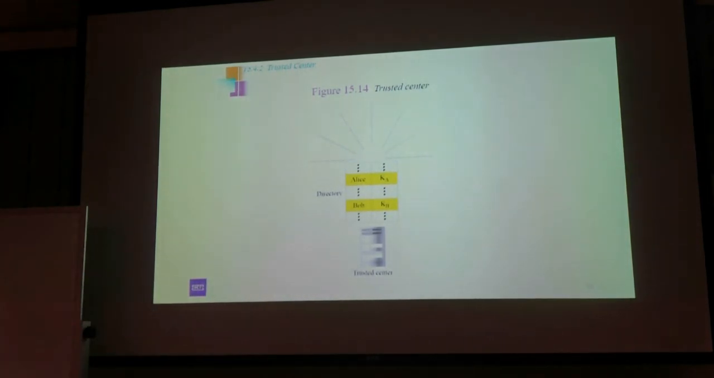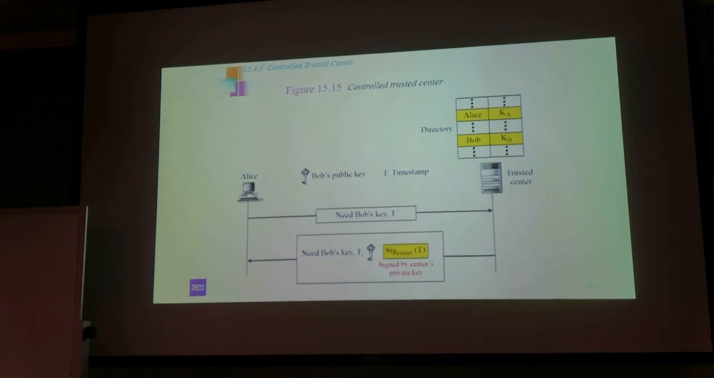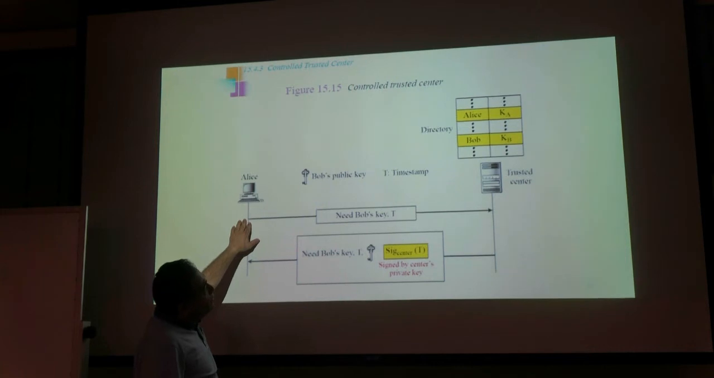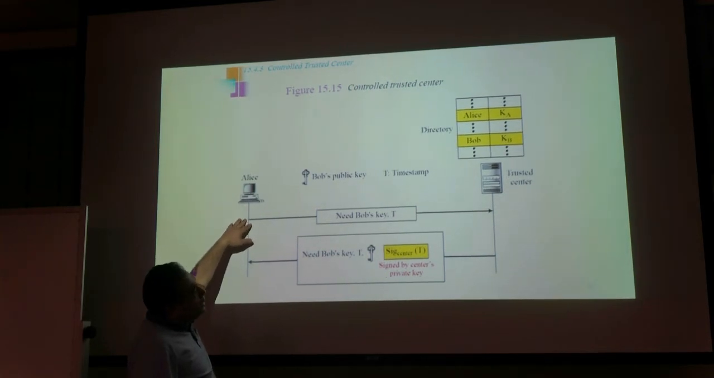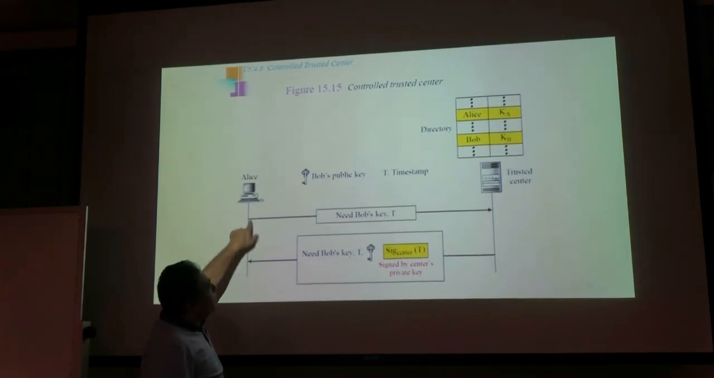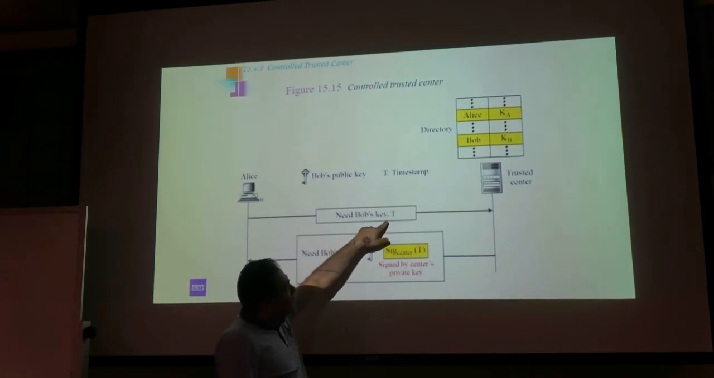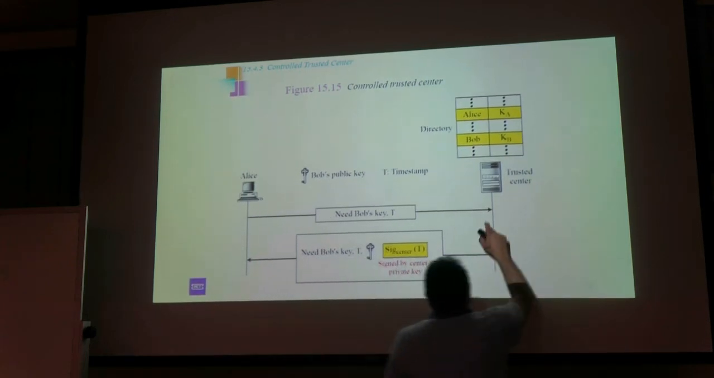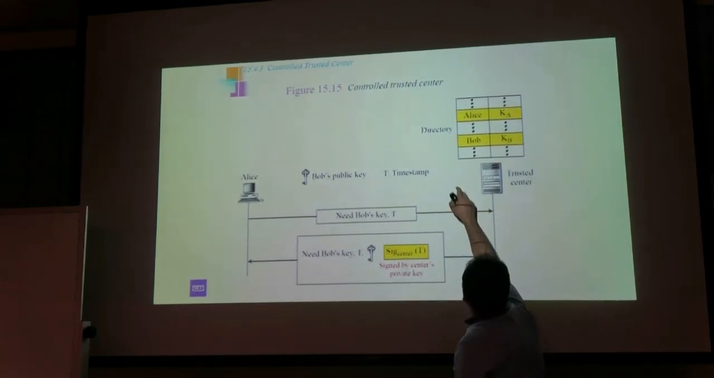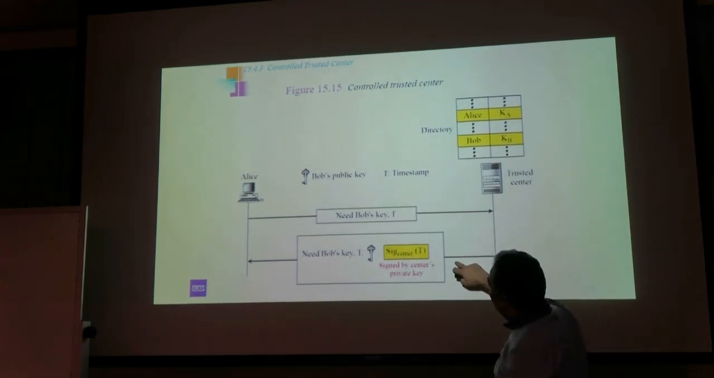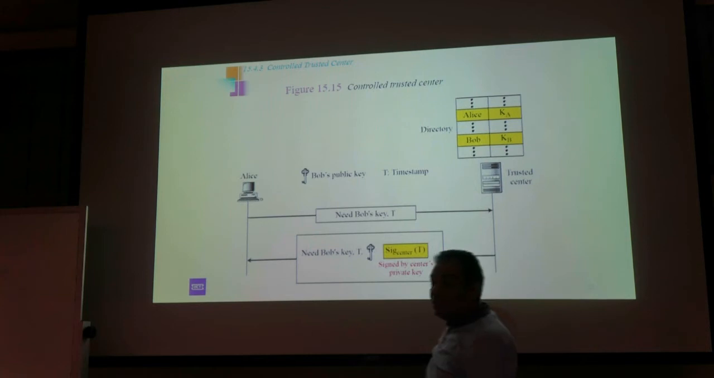So if I need to get the public key of any of you, I have to communicate with the public key center. It's very simple. Alice would like to have the public key of Bob, let's say. So she sends a message to this center: I need Bob's key and the timestamp. It goes to Bob's entry, that's the key, right? Then it will send it back to Alice, signed. That's the whole key.